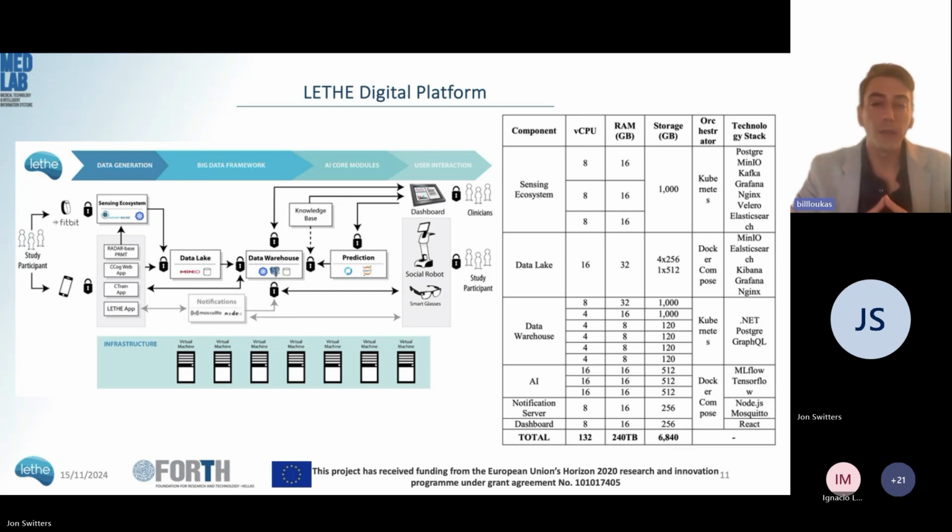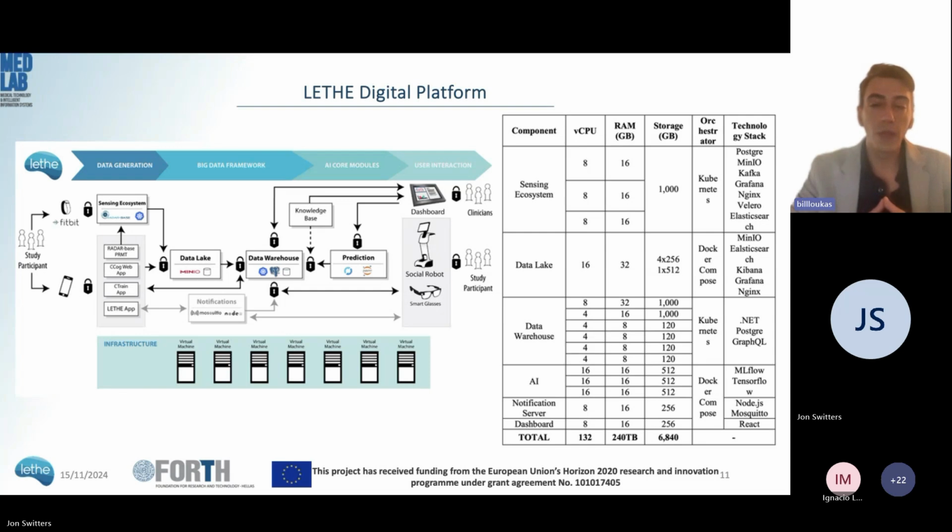Then comes the data lake, where all data collected from the sensing ecosystem is centralized. At this stage, the data is organized and prepared for transmission to the data warehouse, structuring it according to predefined formats. The data warehouse stores the structured data and makes it available for more complex processing. This is where we can apply advanced queries to extract specific insights and merge data from different sources.